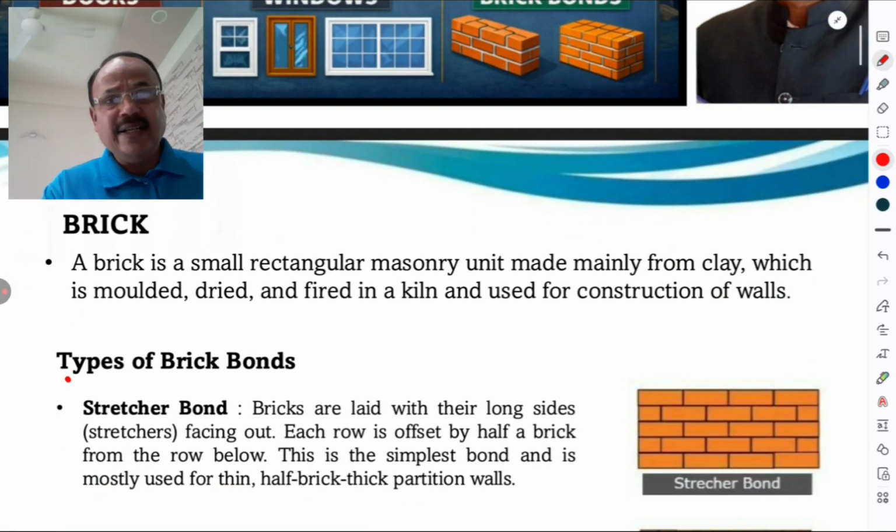A brick. What is a brick? A brick is a small rectangular masonry unit made mainly from clay, which is molded, dried and fired in a kiln and used for construction of walls.